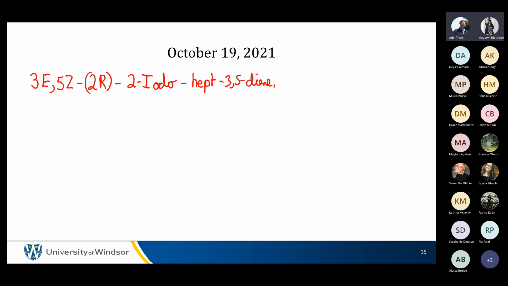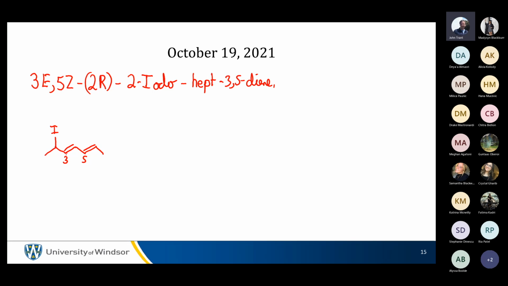Sure, yeah. Okay. So what I would do first is I would just sketch in a heptene. 1, 2, 3, 4, 5, 6, 7. So my first step is just make sure I draw in all the carbons. Then just make sure you put things in the right place. So there's an iodine on 2. And there's a double bond on 3 and a double bond on 5. Now, I'm not saying if these are Z or E yet. I'm just putting the skeleton together. This isn't my answer. This is just my skeleton.